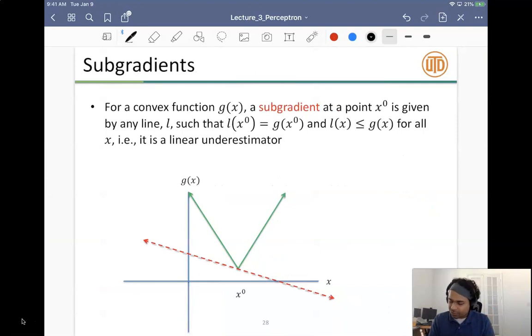In fact, you can also have a subgradient like the red line drawn here. Ignore my drawing. This is a valid subgradient. In fact, at the same point, you can have multiple subgradients.